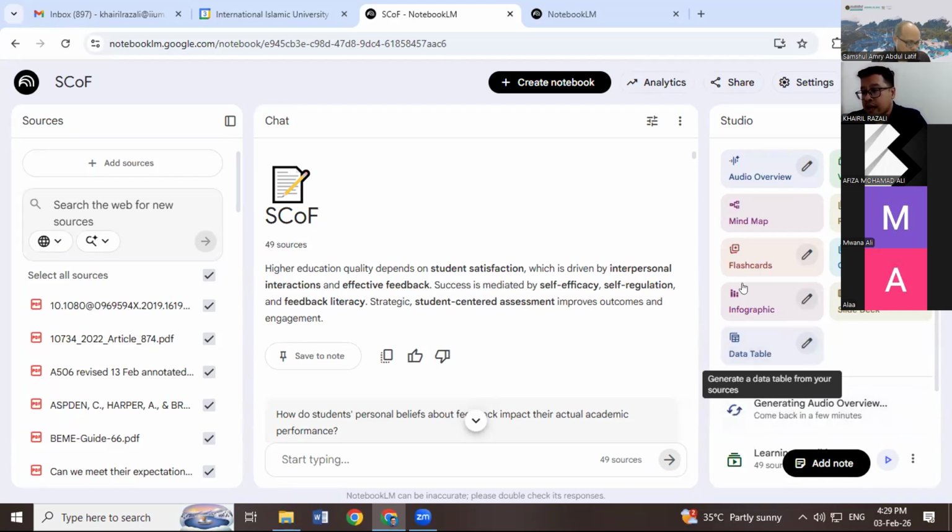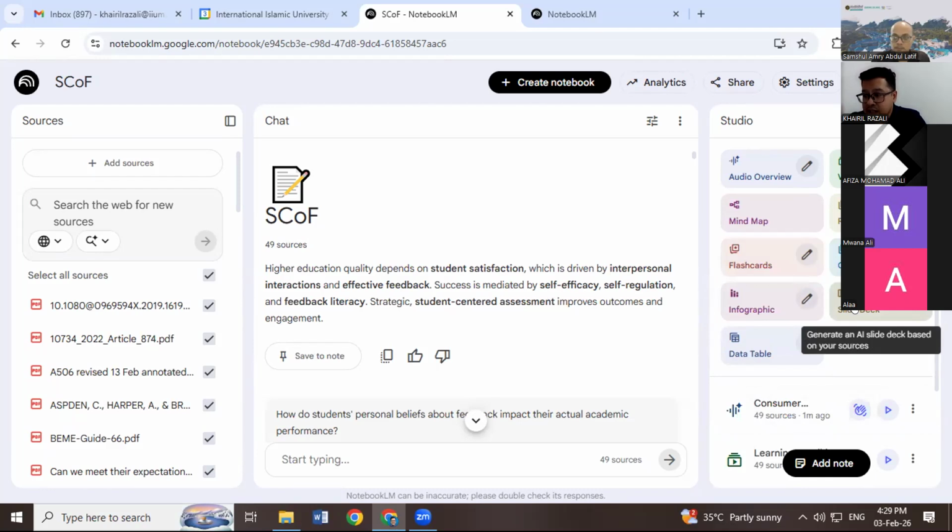Other than that, of course, flashcards, quizzes, and slide deck as well. The slide deck is actually the PowerPoint presentation, something you can create maybe for your teaching and learning. And later on, perhaps during your Viva, you can use the slide deck to create the presentation for your Viva. Now, I think it's only 4:30. This is about the features in NotebookLM that you can use.